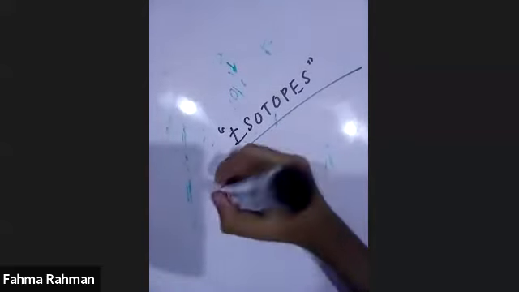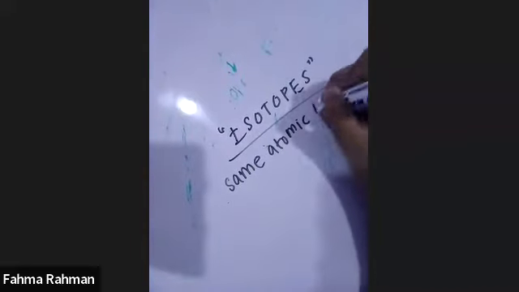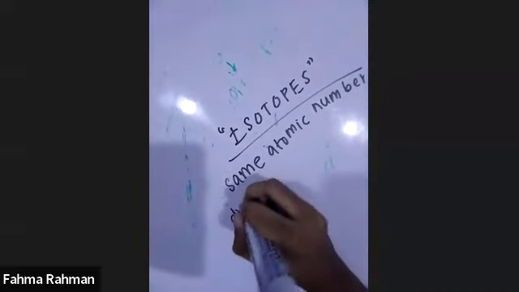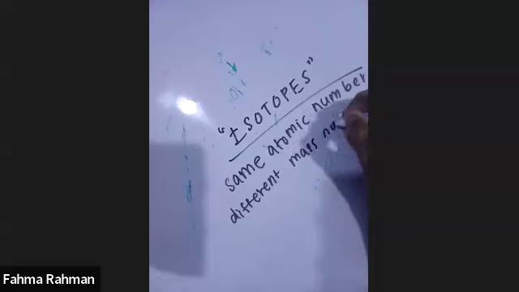Isotopes have the same atomic number but different mass number.